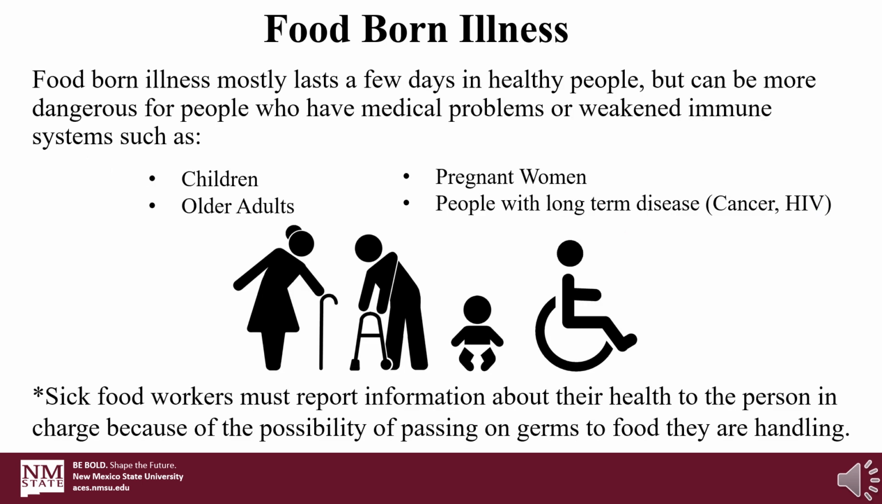Foodborne illness mostly lasts a few days in healthy people, but can be more dangerous for people who have medical problems or weakened immune systems, such as children, older adults, pregnant women, and people with long-term disease such as cancer or HIV. Sick food workers must report information about their health to the person in charge because of the possibility of passing on germs to food they are handling or to other workers. Reporting this information will reduce the risk of passing on germs that cause foodborne illness or disease to others and to food.